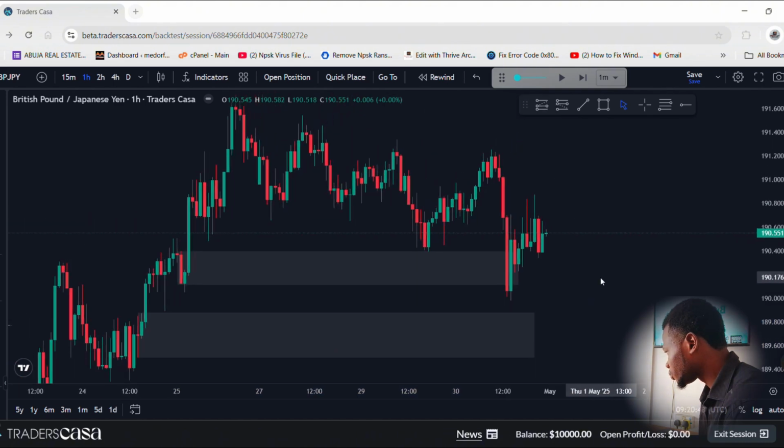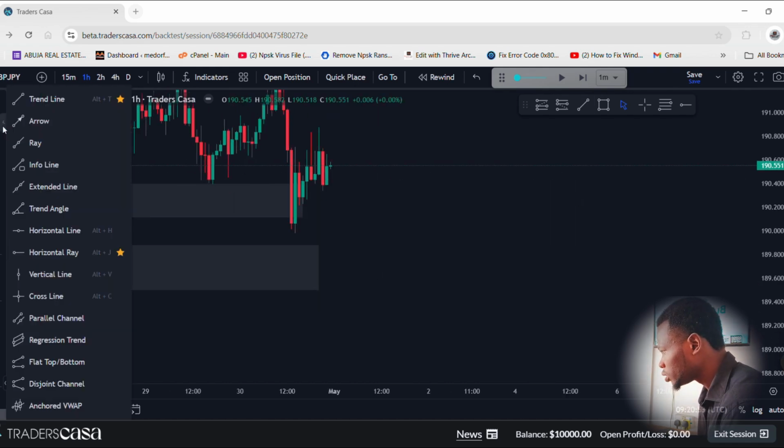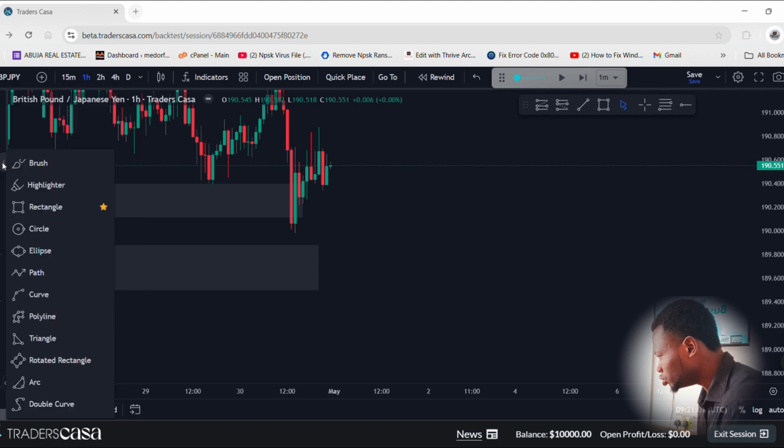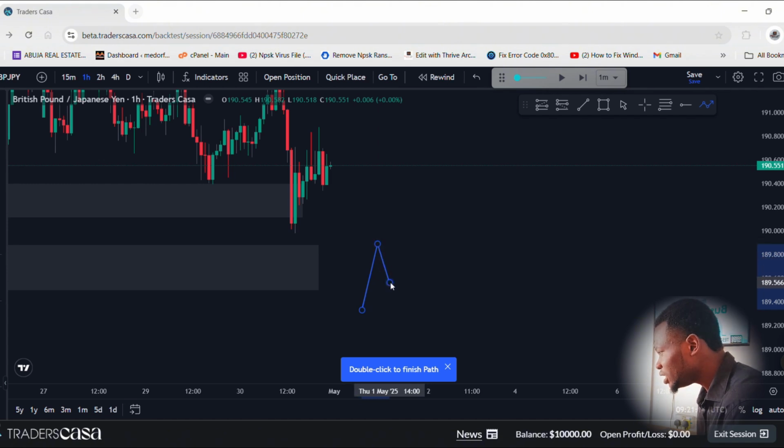So one thing you have to look out for before you mark your zone is price. Market tends to move this way. When price pushes up, expect a retracement. That retracement will build liquidity, and then the price will push again.